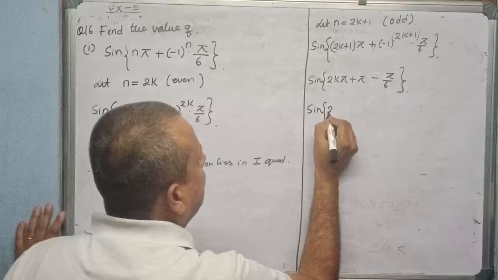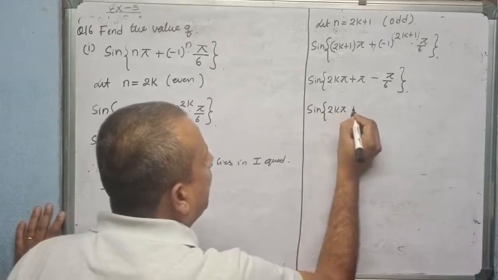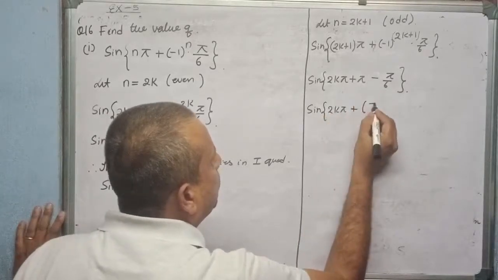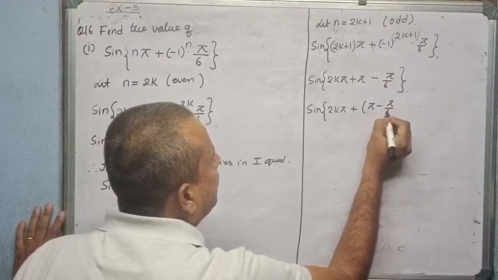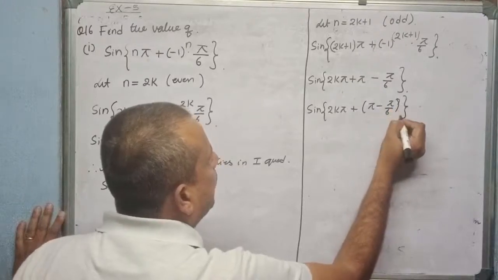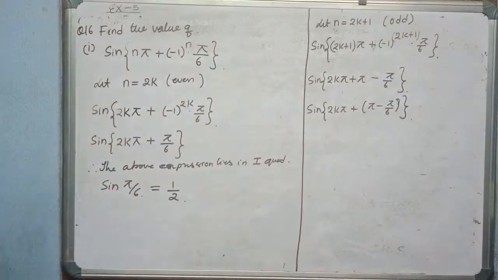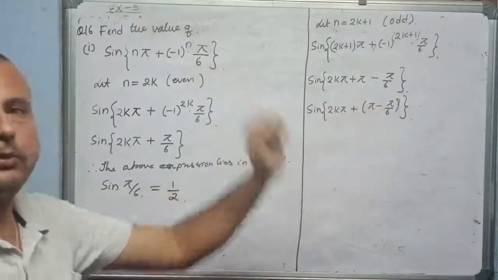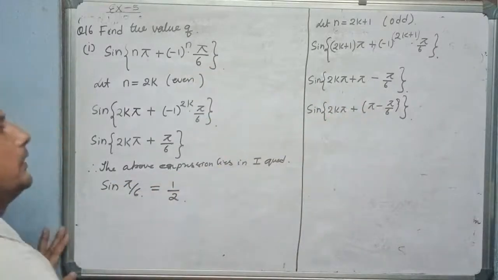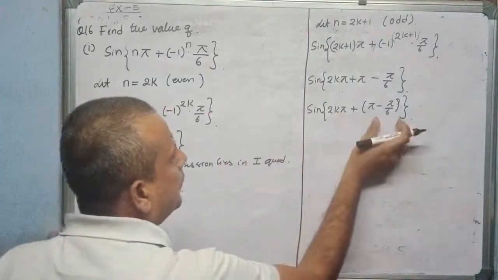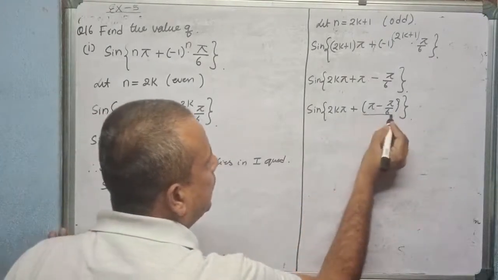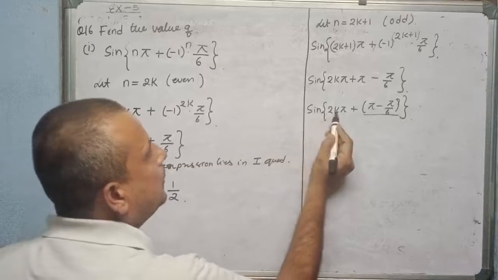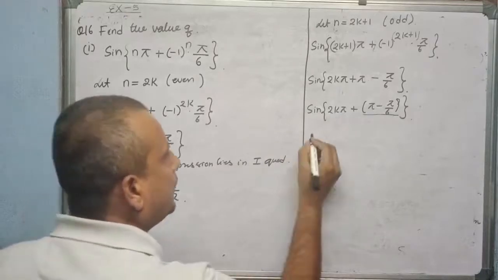Now I'll consider 2k pi as one solid angle. We already discussed this. 2k pi plus something always lies in the first quadrant. This one is one solid angle that we are going to consider. Let us suppose this one is theta. 2k pi lies in the first quadrant, that means sine is positive.